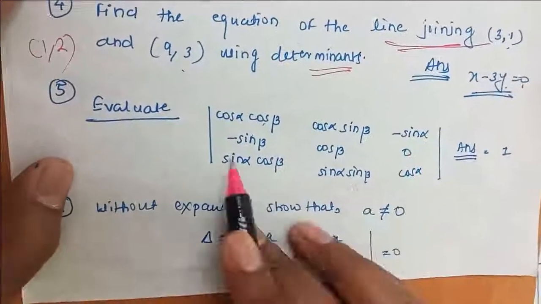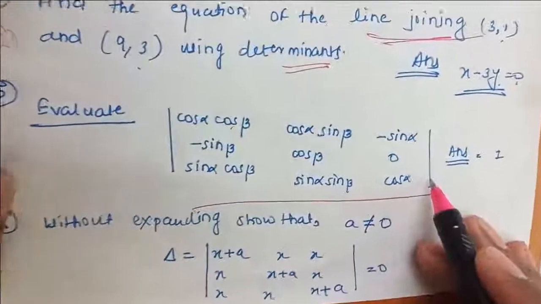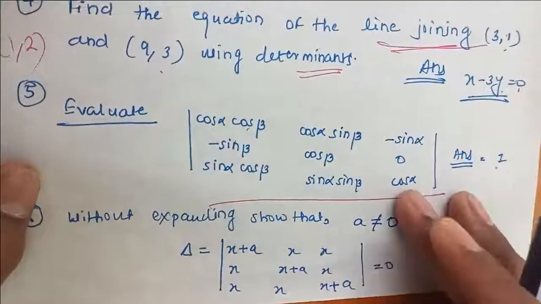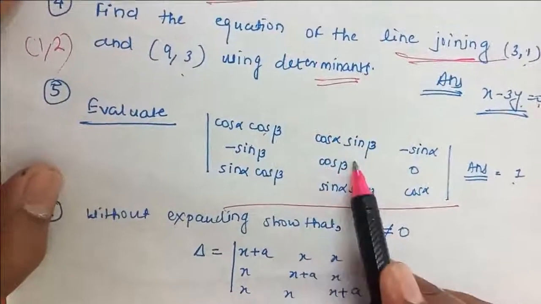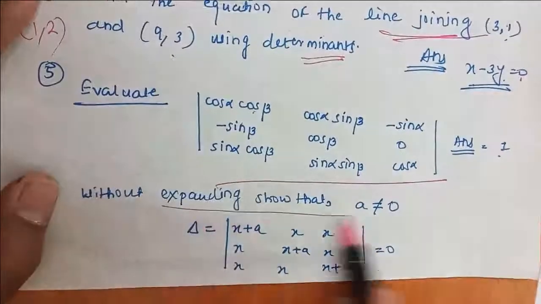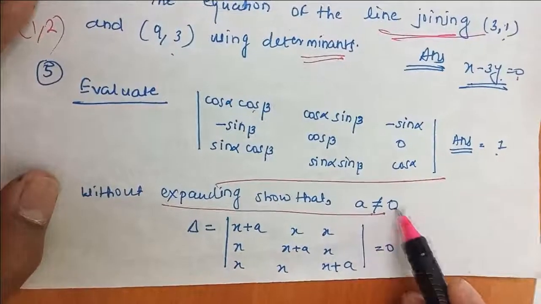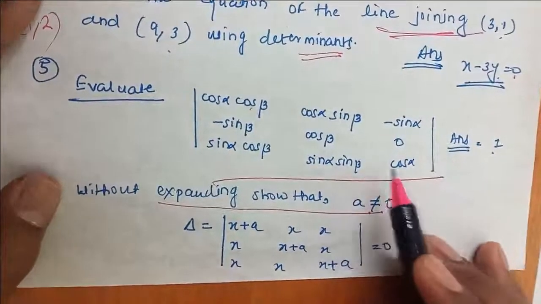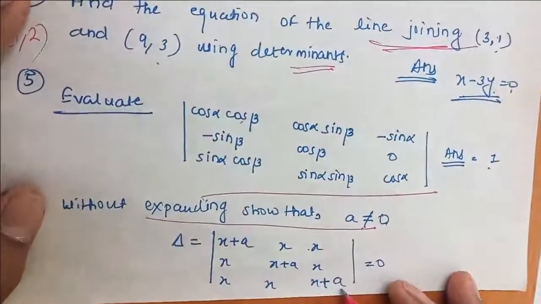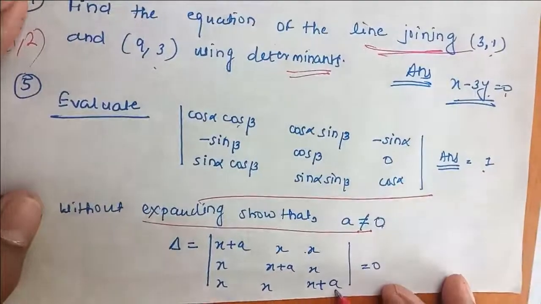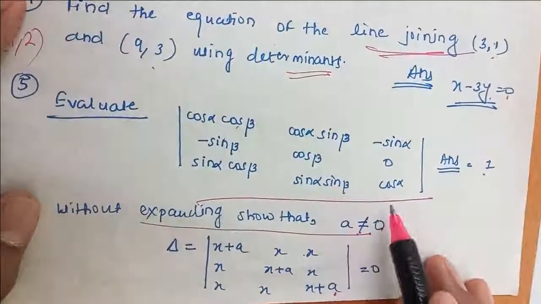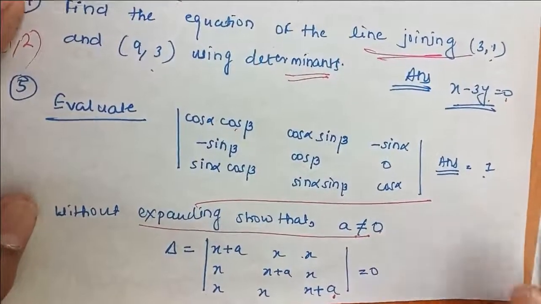Next is evaluate. This is the determinant I have given. The answer of this one is coming 1. We just have to expand. This is a trigonometric formula, so I have given it. Expand it properly and we'll get the answer. Next is: without expanding, show that a is not equal to 0. That means we just use the properties of determinant and find the values of a, and the values of a should not be equal to 0. That means it can be any value except 0.